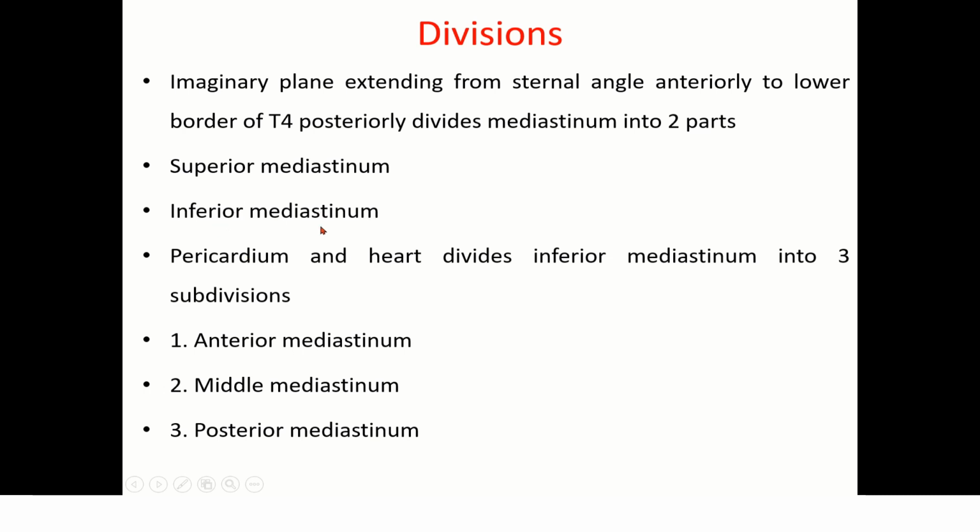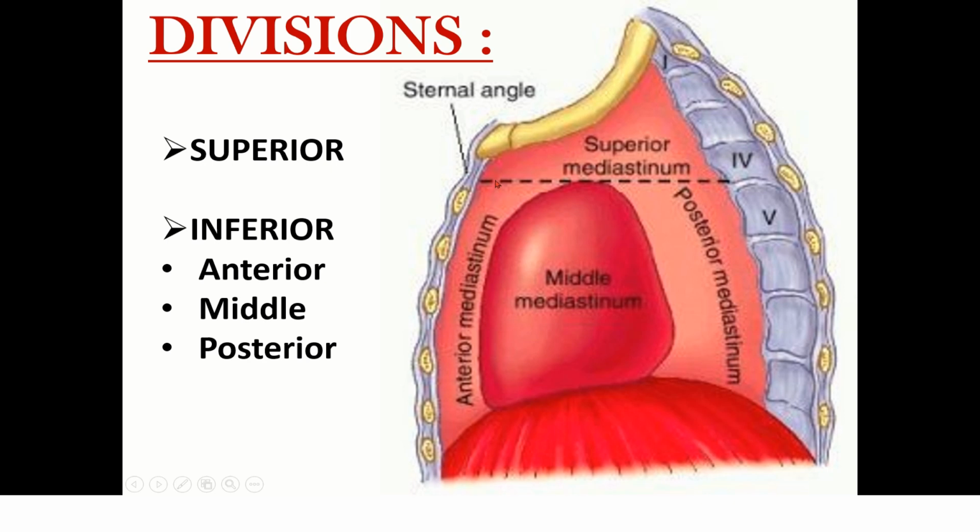Once again, this inferior mediastinum, by the presence of pericardium and heart, will be divided into three divisions: anterior mediastinum, middle mediastinum, and posterior mediastinum. You can see here the imaginary plane extending from the sternal angle anteriorly to the lower border of T4 posteriorly. Above this is the superior mediastinum, and below it is the inferior mediastinum. With the fibrous pericardium enclosing the heart, the inferior mediastinum is divided into the anterior mediastinum, anterior to the fibrous pericardium and heart; the posterior mediastinum, posterior to the fibrous pericardium and heart; and the middle mediastinum, which contains the fibrous pericardium and heart.